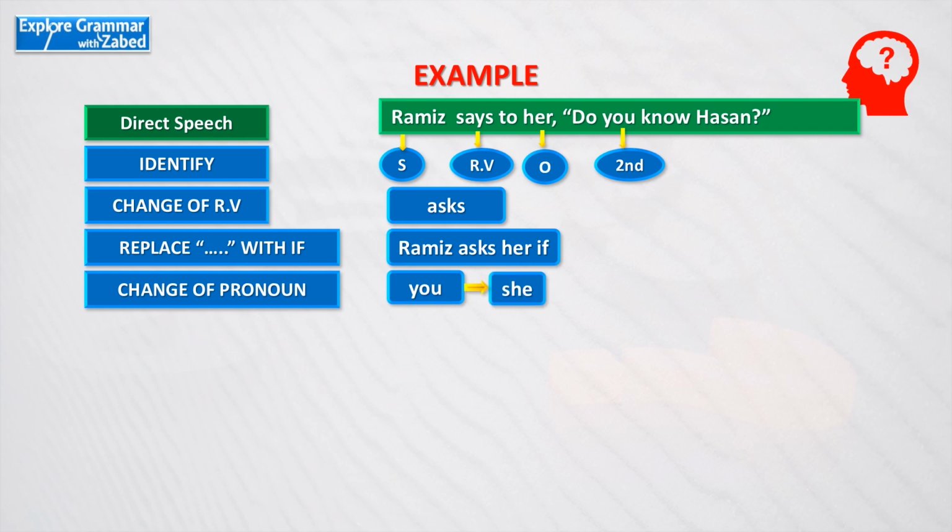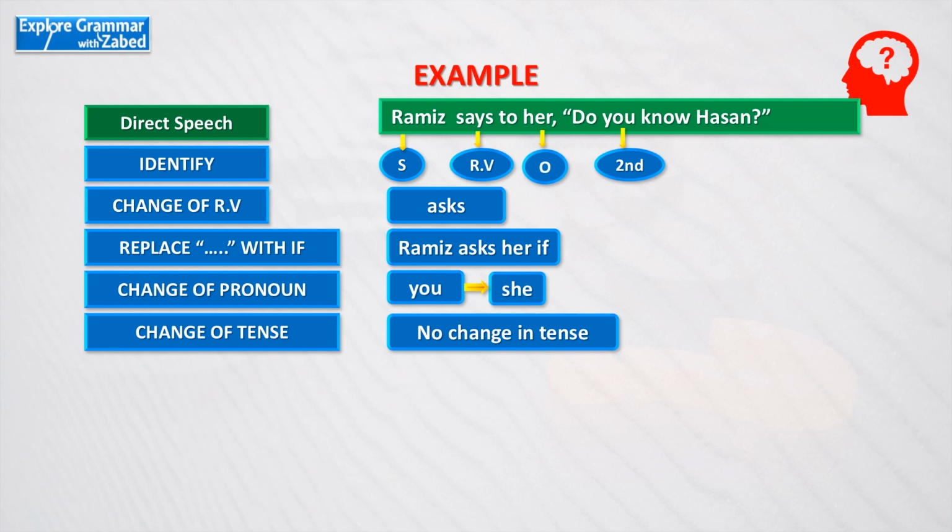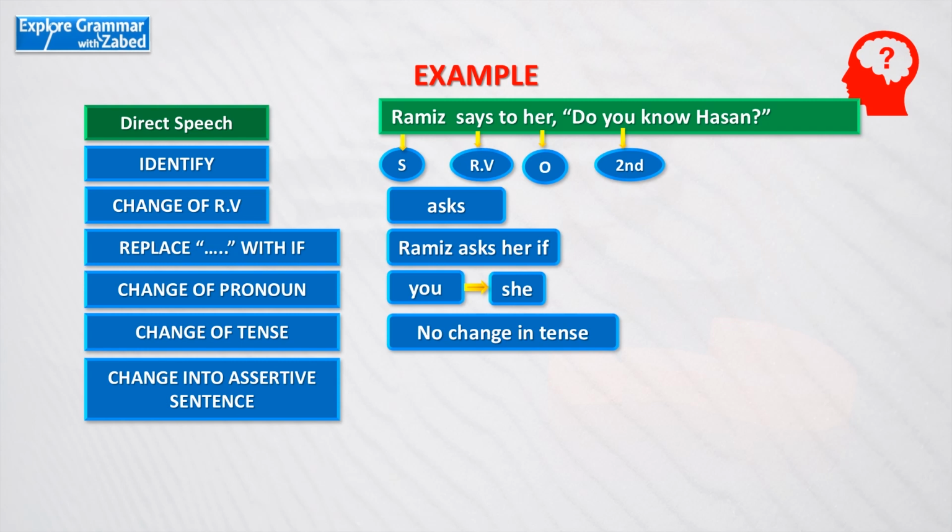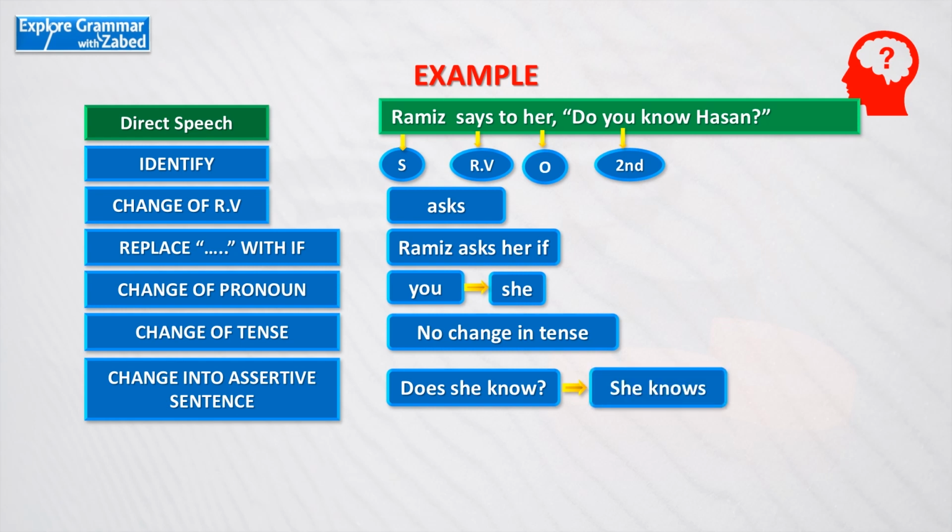The fifth step is the change of tense. But as the reporting verb is in present tense, we won't change the tense of the reported speech. Please note it properly. Step 6 is to convert the interrogative sentence into assertive sentence. It means, does she know gets converted to she knows.